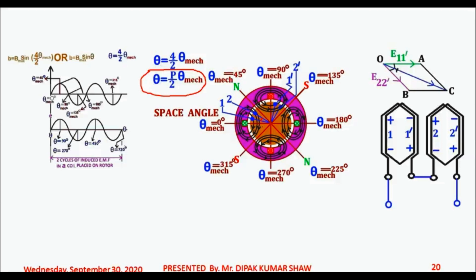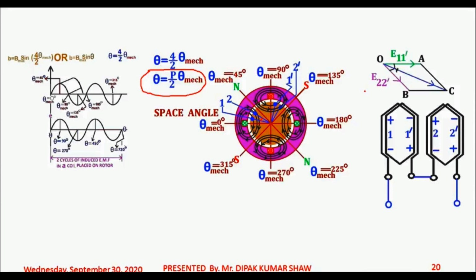Gamma by 2 means if you draw a line from the center of the slot containing coil side 2, and you draw another line from the center of the slot containing coil side 1, the angle between them should be gamma by 2. As far as the rotor periphery is concerned, as far as the mechanical degree is concerned for the slot angular pitch.